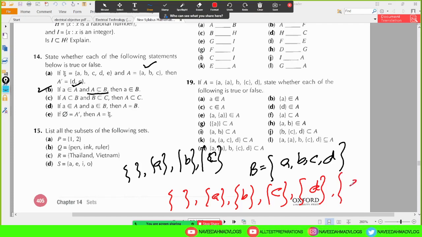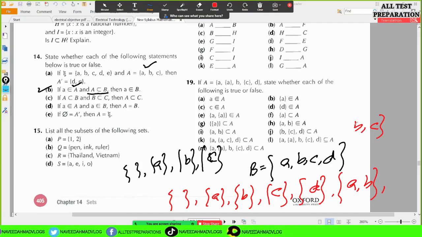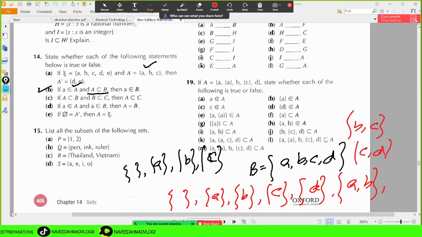A, B. It is also a subset of B and a proper subset of B as well. Similarly, B, C. Similarly, C, D. Okay, this is also done. Then you will also write it like this.